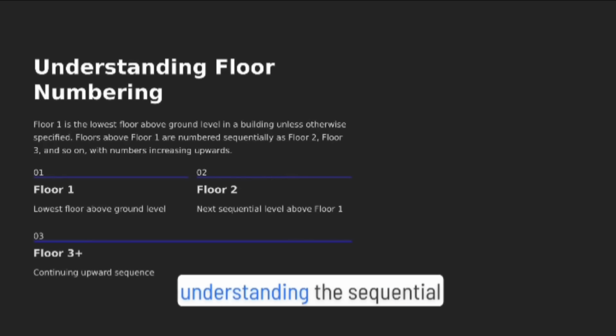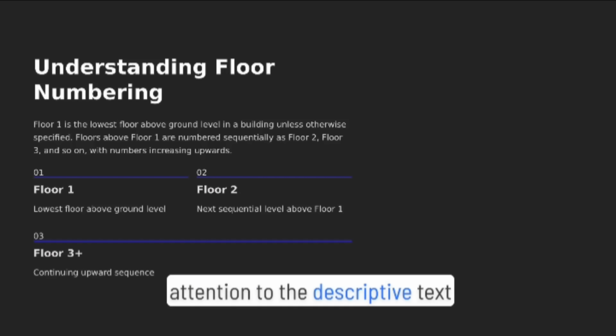This slide delves into understanding the sequential numbering of building floors. Floor 1 represents the lowest floor above ground, followed by floor 2, floor 3, and beyond. The design emphasizes a clear, numbered layout with purple horizontal lines that help differentiate each section.